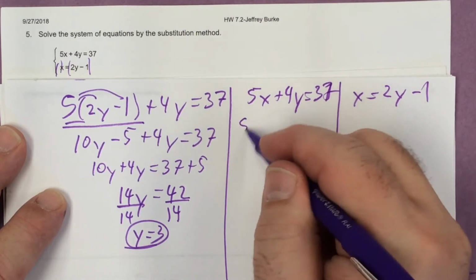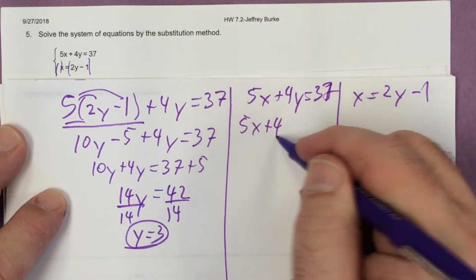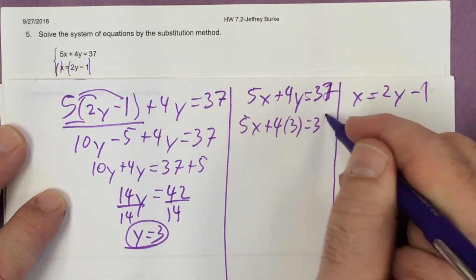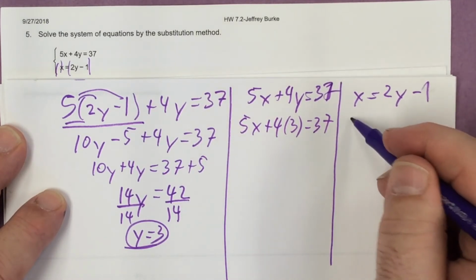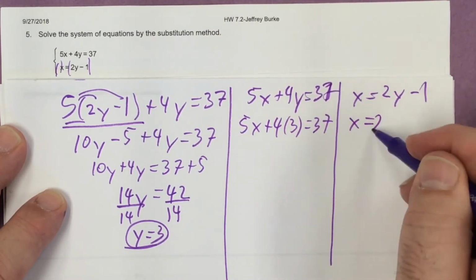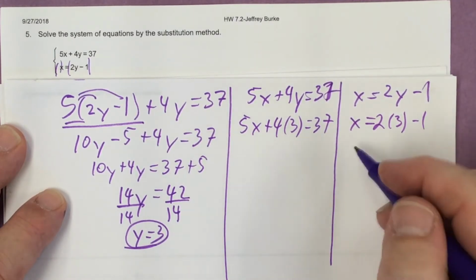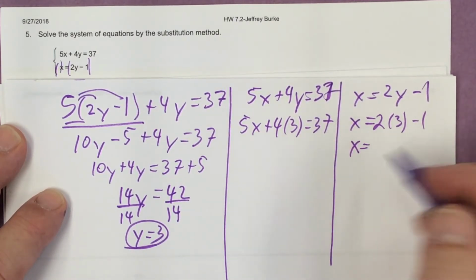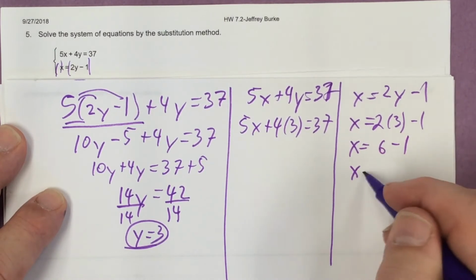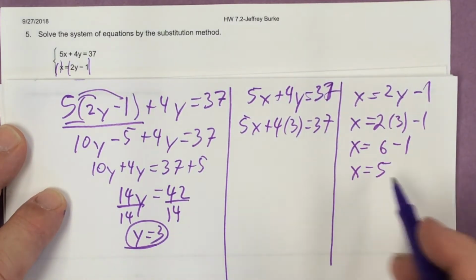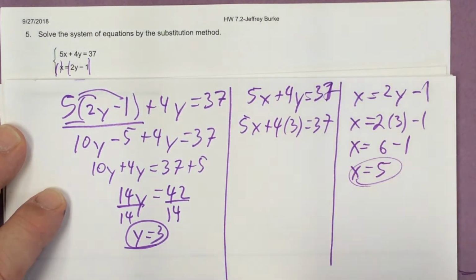So this is going to be 5x plus 4 times 3 equals 37. This is going to be x equals 2 times 3 minus 1. Well, this one's probably going to be the easier one to work with. 2 times 3 is 6 minus 1. X should equal 5. Let's see if we get the same value for x over here now.